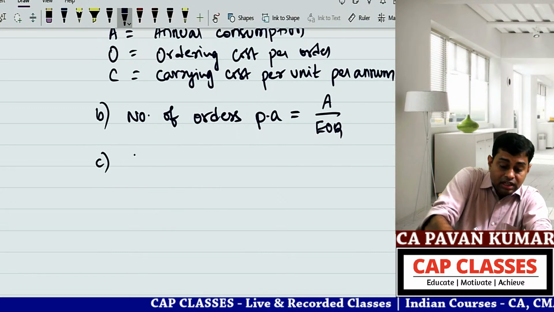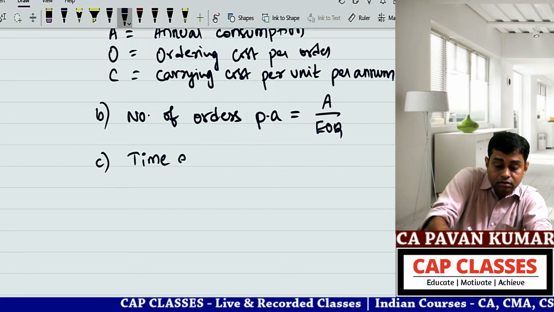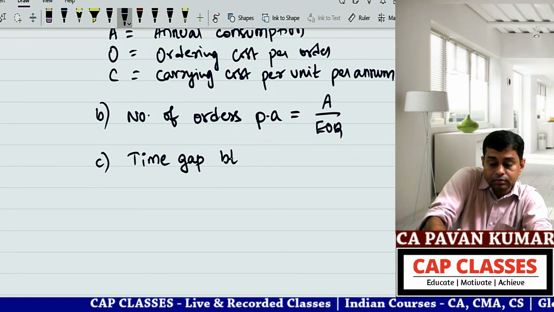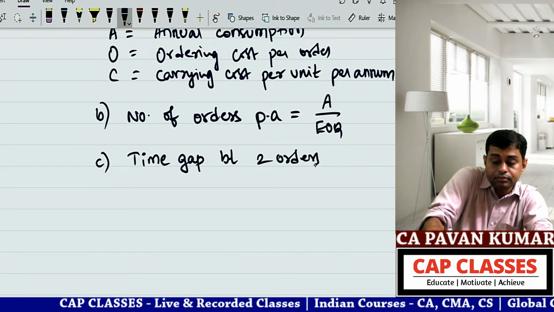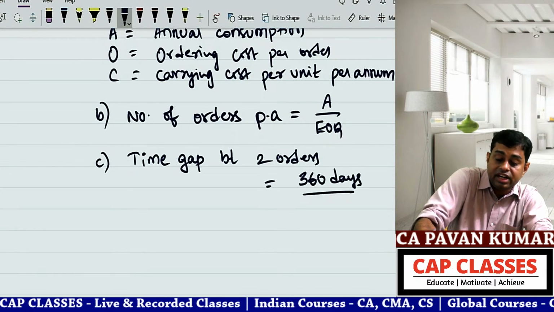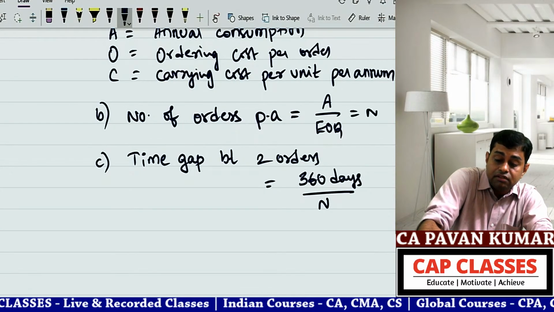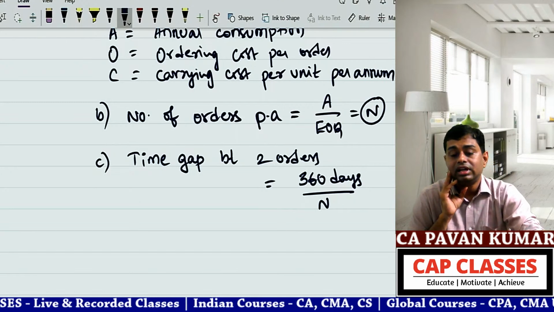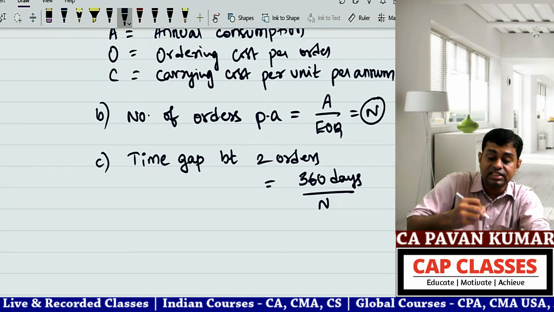C, time gap between two orders is equal to 360 days divided by n. What is n? N is equal to number of orders. Time gap between two orders is equal to 360 by n.